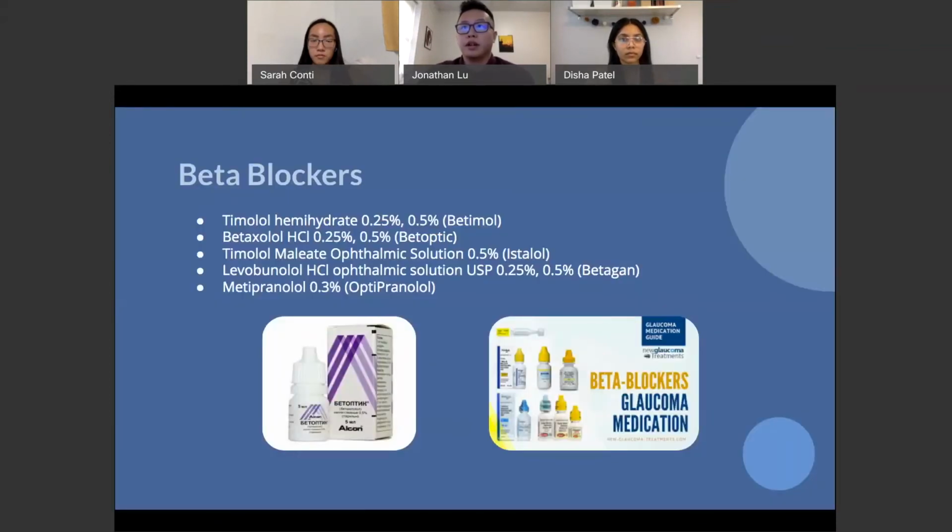Some of the more common beta blockers are timolol hemihydrate, betaxolol HCl, timolol maleate ophthalmic solution, levobunolol HCl ophthalmic solution, and metoprolol. Like prostaglandins, these beta blockers work by decreasing the production of intraocular fluid to overall reduce the pressure in the eyes. Generally, beta blockers are inexpensive, with generic versions being available. However, some side effects include lowering the blood pressure, reduced pulse rate, and fatigue. It also may alter an individual's cardiac activity, especially during exercise.